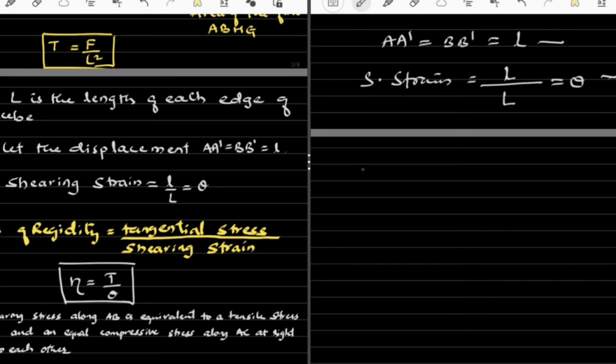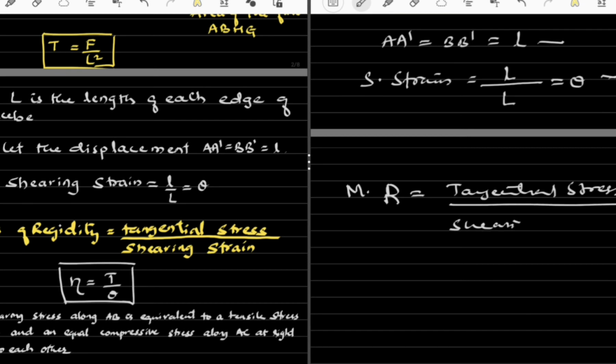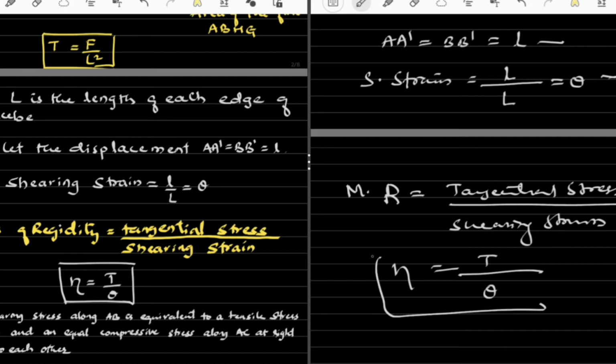So now we can write the modulus of rigidity, that is tangential stress divided by shearing strain, that is equal to eta equals to T divided by theta. By using this relation we can find the second equation, that is modulus of rigidity by the deformation of the cube.